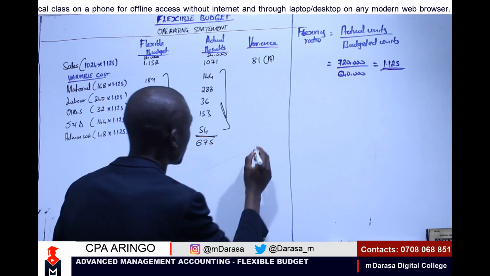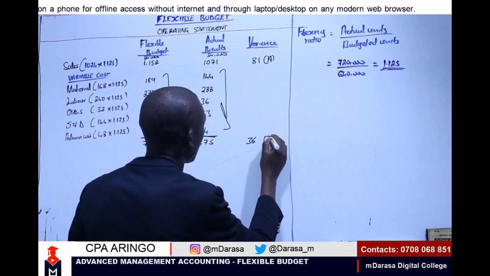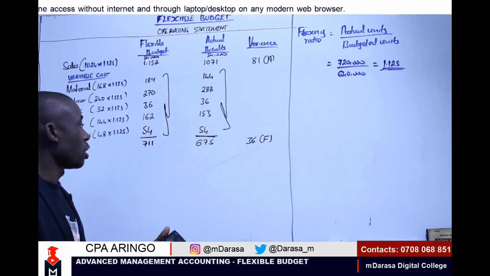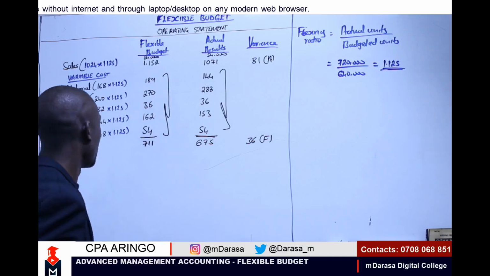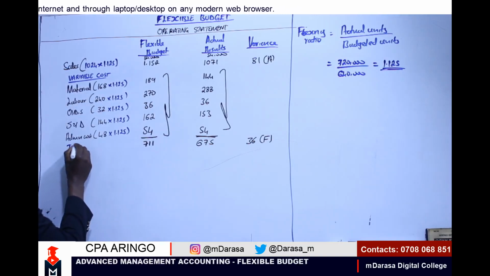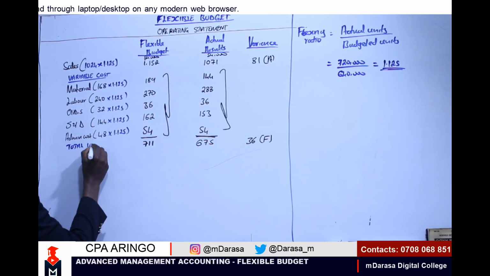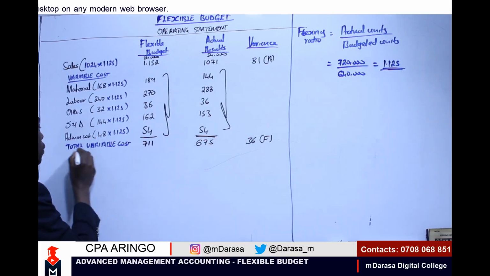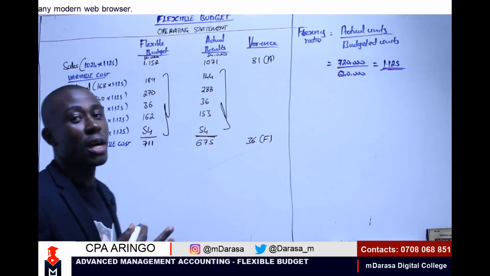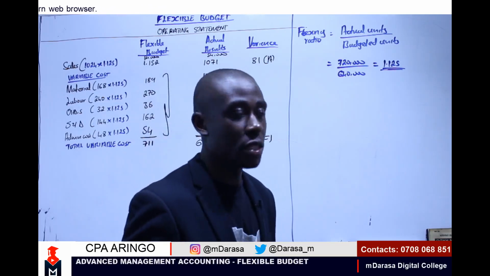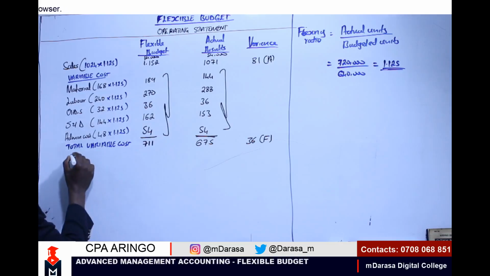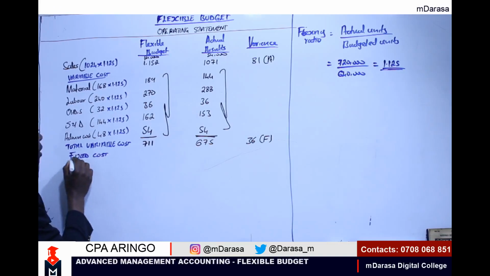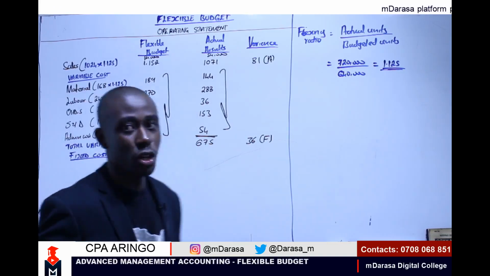So I should be having 36, which is a favorable variance at that point. That is in relation to total variable cost. So therefore, after we do have that case, we can now determine the fixed cost. Remember, fixed costs will not be affected by the flexing ratio.